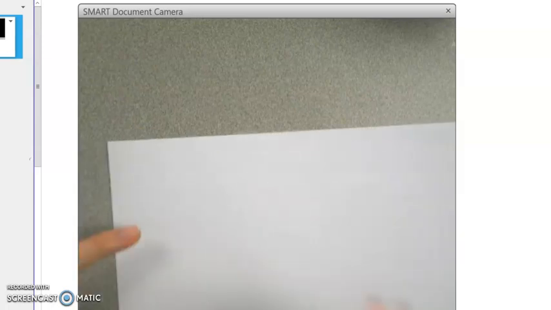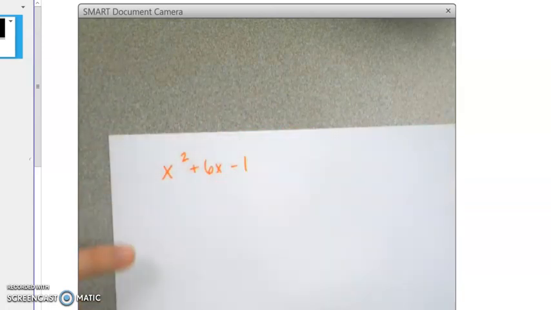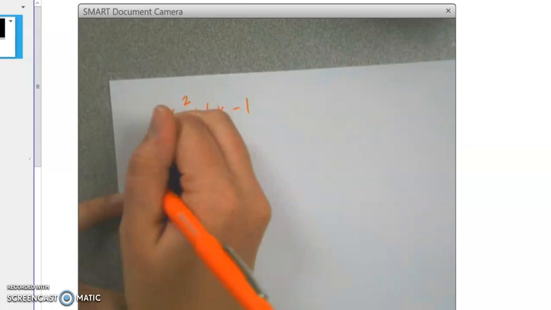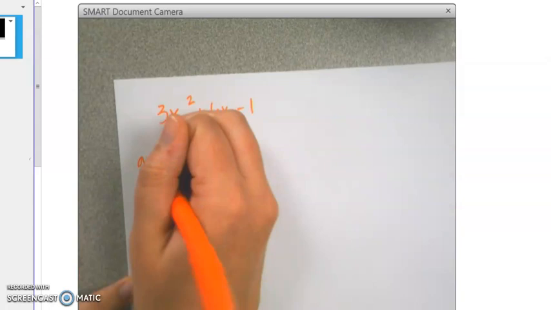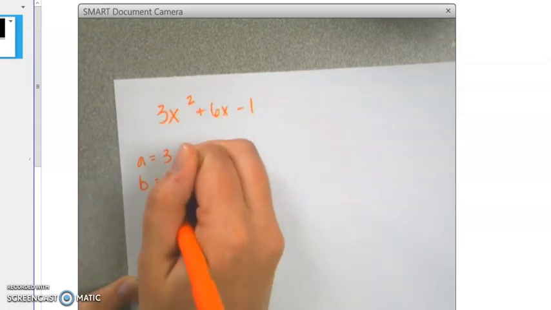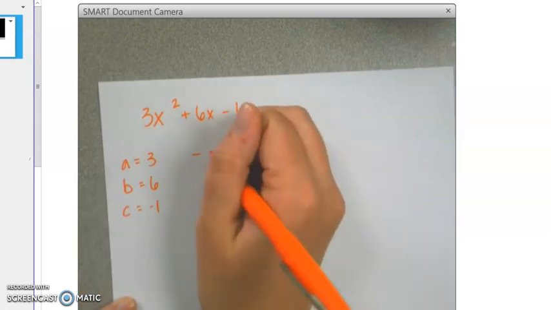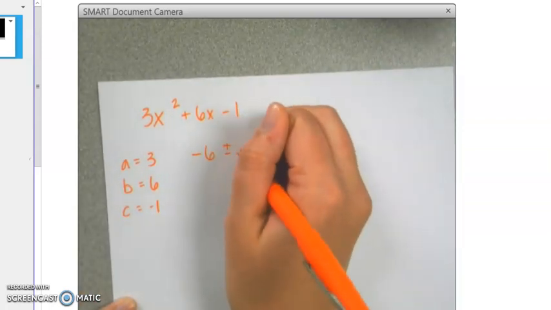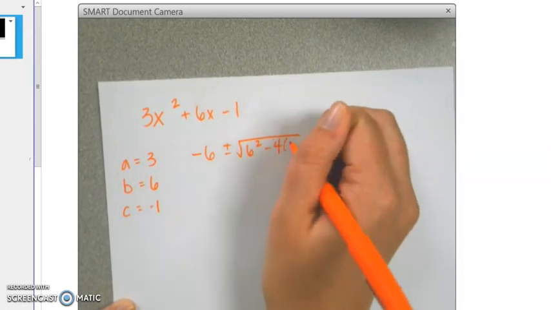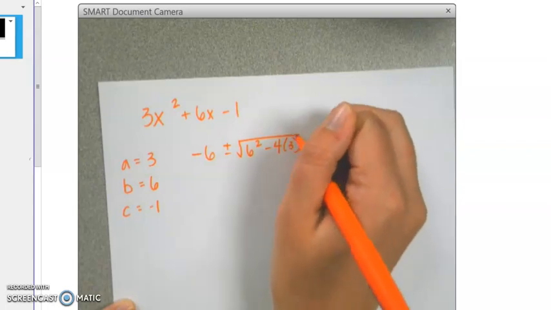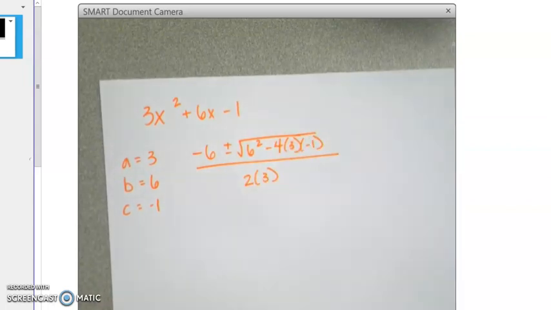Let's do x squared plus 6x minus 1. So again, it helps to label. Actually, let's put a number in front there. Let's do 3. So a is 3, b is 6, and c is negative 1. So I get negative b plus or minus the square root of b squared minus 4ac, all over 2a. Just using the formula.